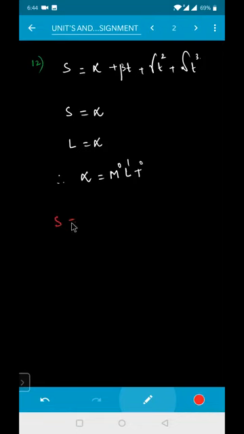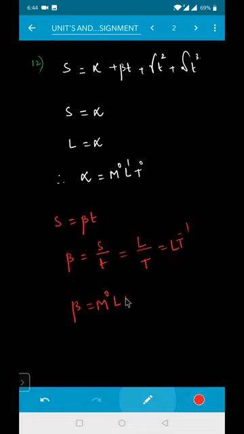Next one. S must also be equal to beta into T. That means beta will be equal to S by T. S is represented by dimension L, and time is represented by T. So T will go up, and this is L T power minus 1. So the dimension of beta is M0 L T power minus 1. Is it clear?